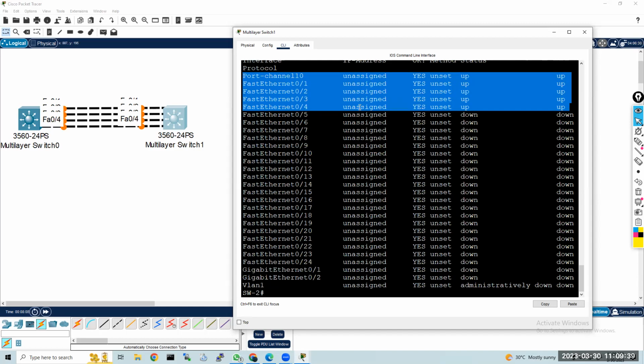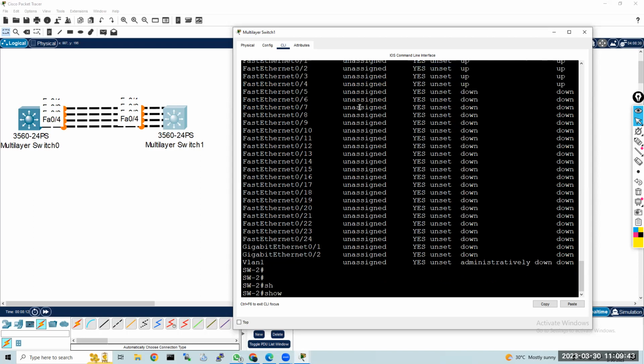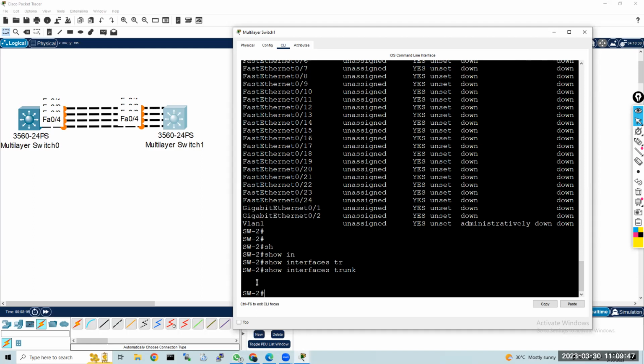Show interface trunk. Show interface trunk means nothing is showing anything. Now we have to make a trunk port. Should all the 5 be done as a trunk, or only one? Only one.